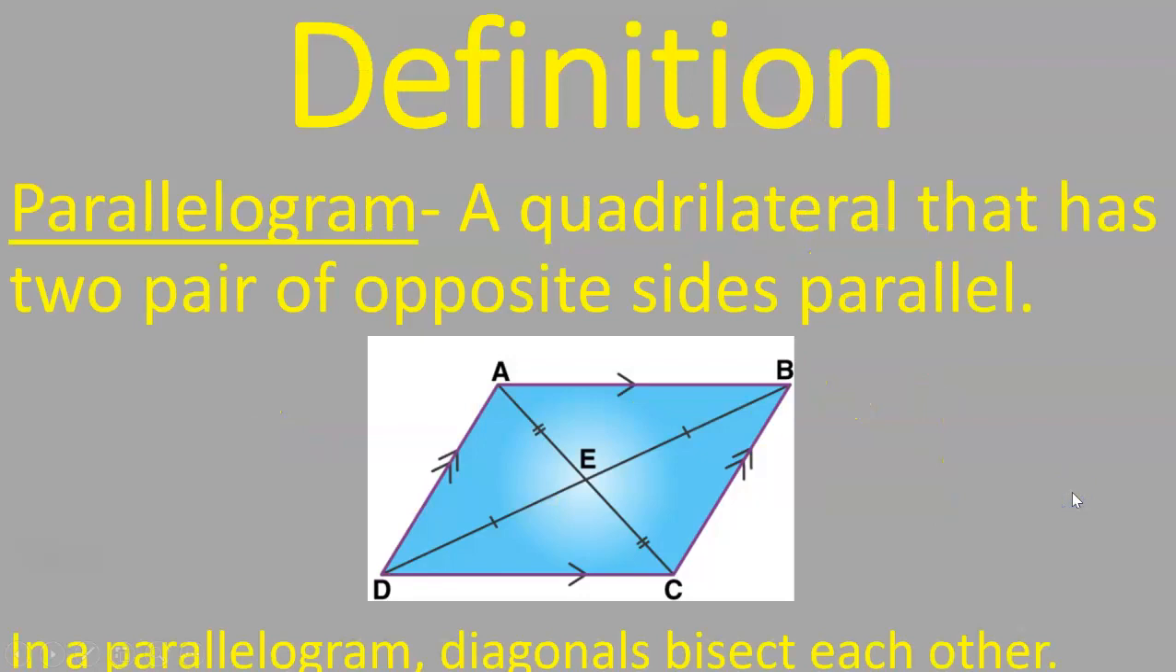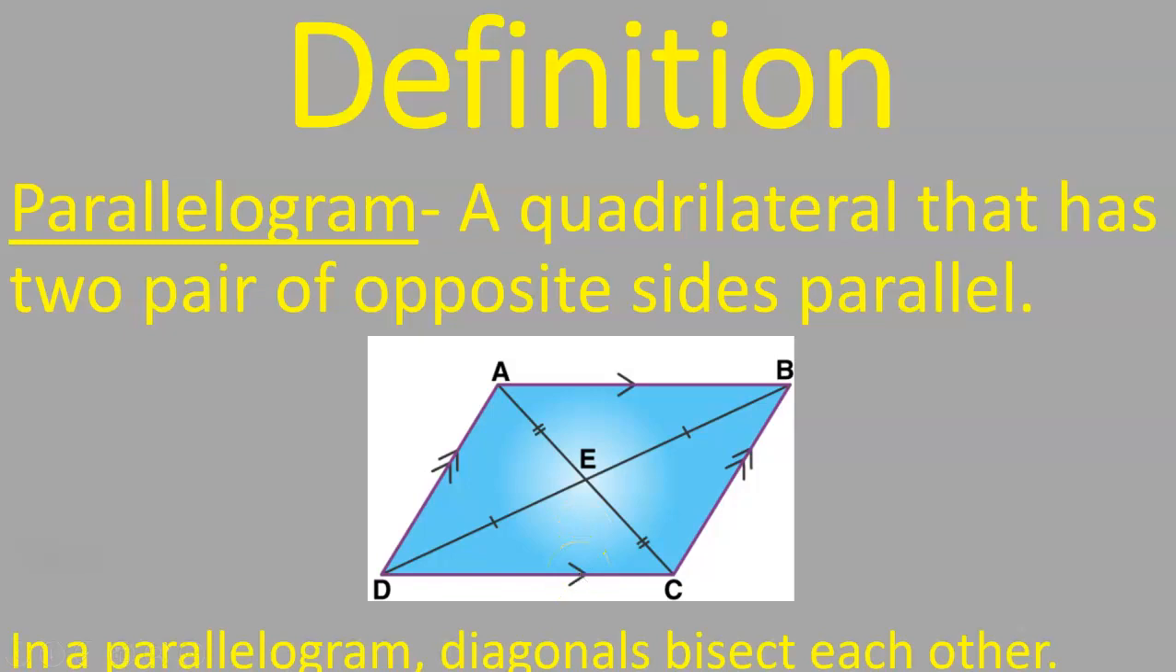A parallelogram is a special kind of quadrilateral. Quadrilateral is a four-sided polygon. Parallelogram is a four-sided polygon such that both pair of opposite sides are parallel. So in this picture we see segment AB is parallel to segment CD. Those are called opposite sides.